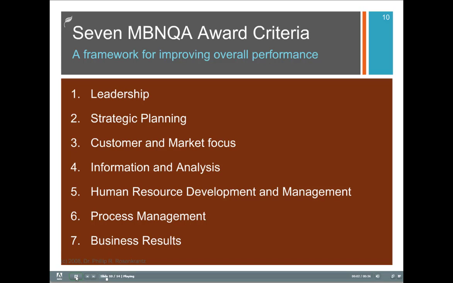The 7 Baldrige Award criteria are shown here on this slide: leadership, strategic planning, etc. There's 1,000 points possible, and it's divided up between these 7 areas. Each area has subtitles of areas that are covered. And if you've never looked at the Baldrige Award criteria, you really owe it to yourself to take a look.